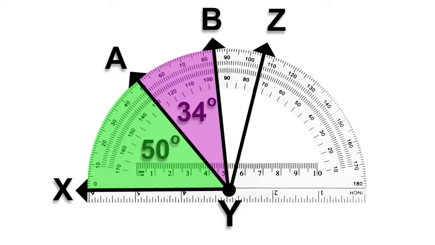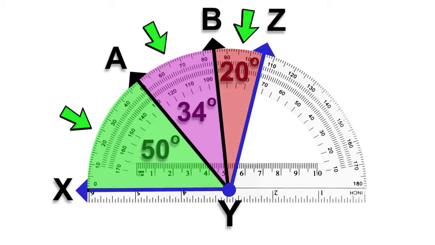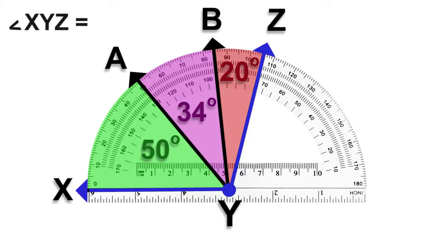If we want the total degrees of all three angles, we would add all three of the angles together. Angle XYZ would be the measure of the three angles: 50 degrees, plus 34 degrees, plus 20 degrees, for a total of 104 degrees. Now let's decompose an angle.